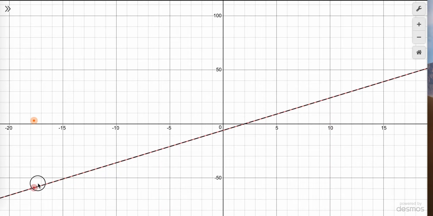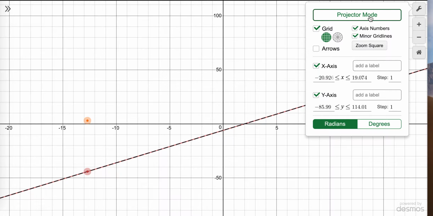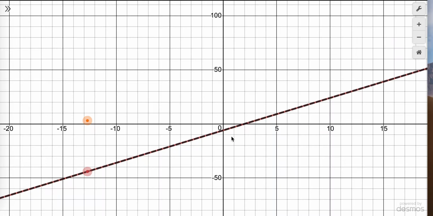So actually, it's kind of hard to see my function here, so let me change my settings to make this brighter. Change it to projector mode. So there we go. You can kind of see it. It's underneath this black dotted line, okay?